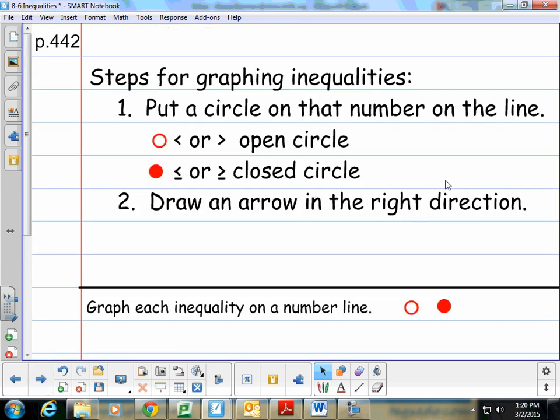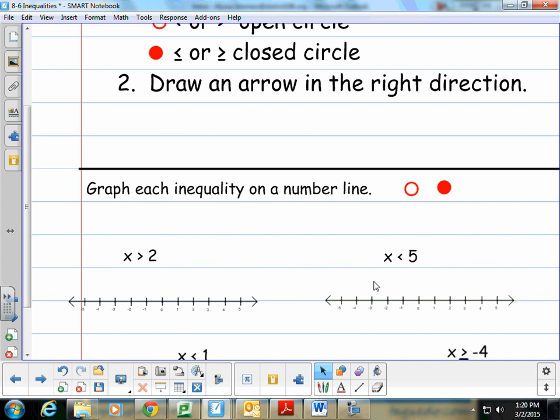Okay, so graphing inequalities, you're going to use an open circle to represent less than or greater than. You're going to use a closed circle to represent less than or equal to or greater than or equal to. Then you're going to draw an arrow in the right direction of what it represents. So we have to know our number lines here and know smaller numbers, more negative, are to the left, larger numbers, more positive, are to the right.